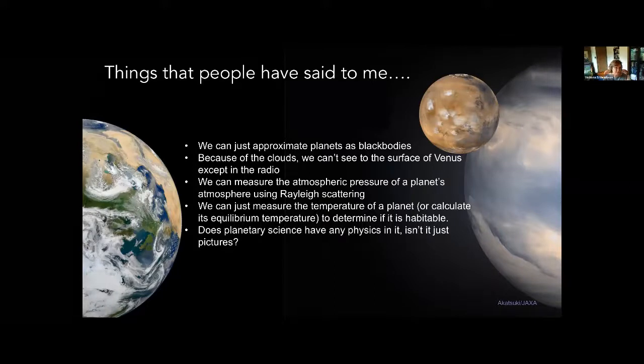These are some of the things: we can just approximate them as black bodies, which I hope Mark has totally convinced you that they don't look like that. Because of the clouds we can't see to the surface of Venus, except in the radio. We can measure atmospheric pressure of a planet's atmosphere using Rayleigh scattering. Or we can just measure the temperature of a planet or calculate its equilibrium temperature, and then we can determine whether or not it's habitable.